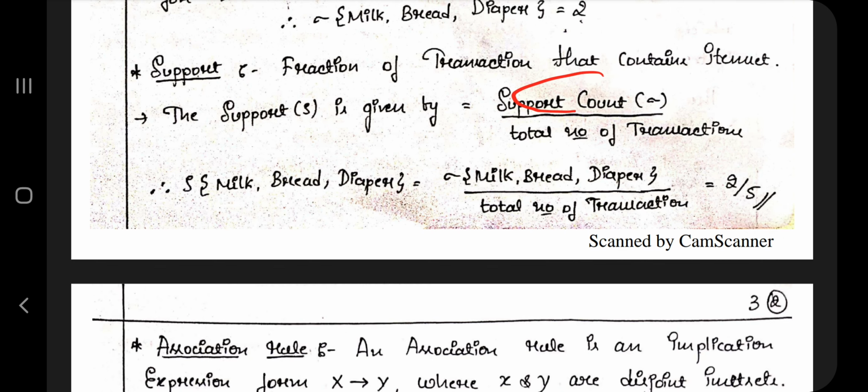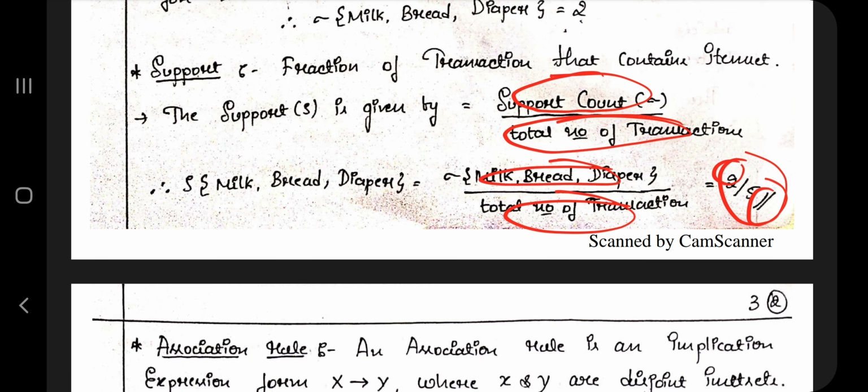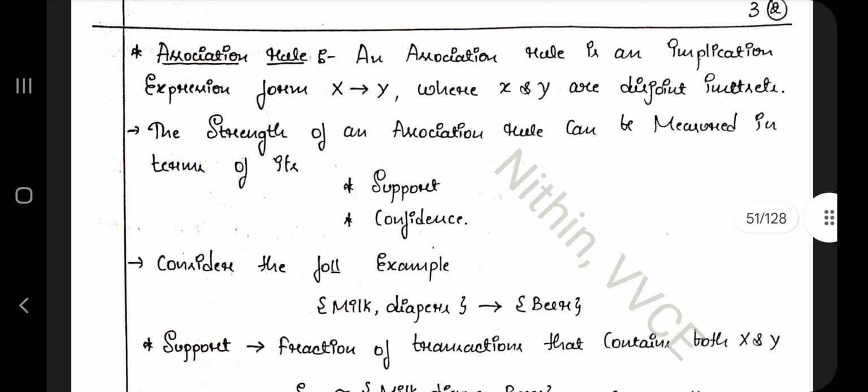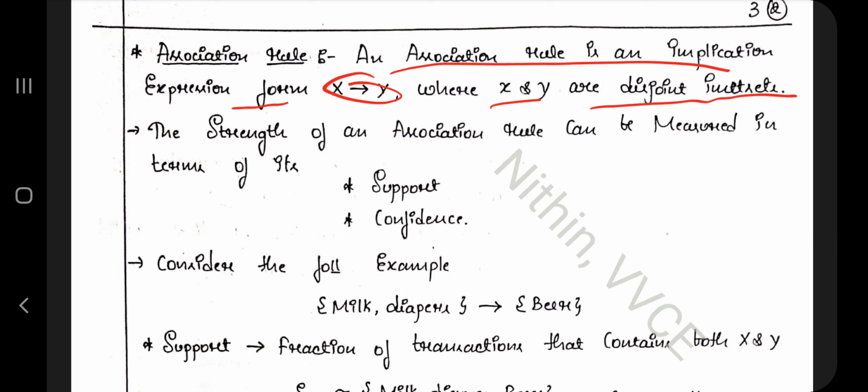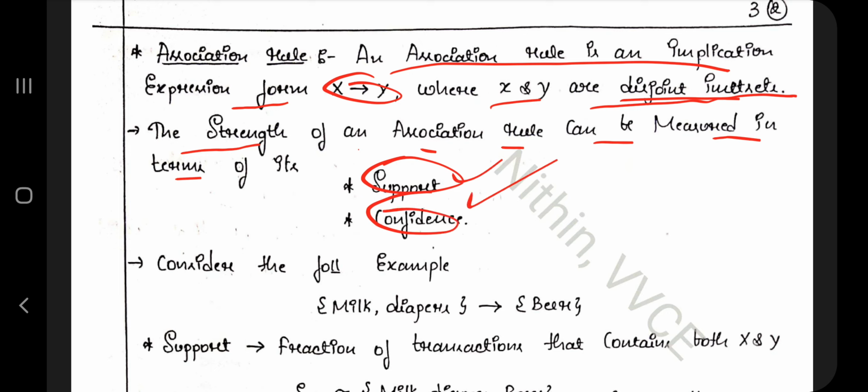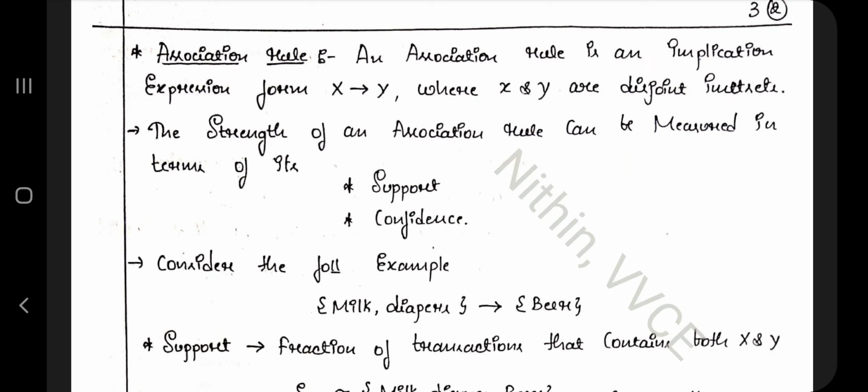Support means how many times it has appeared divided by the total number of transactions. The total number of transactions is 5, and it has appeared 2 times, so it is 2 by 5. An association rule is an implication expression X to Y, where X and Y are disjoint item sets, and the strength can be measured in terms of support and confidence. Two very important things: support and confidence. If you remember, in the question bank I showed you, support and confidence is a very important question. So how do you find the support, and how do you find the confidence?